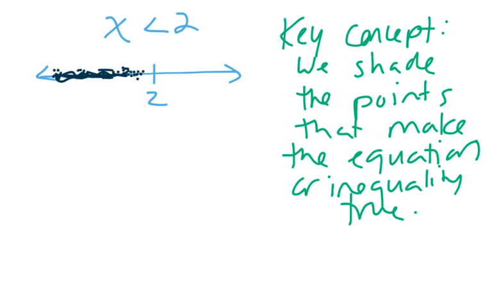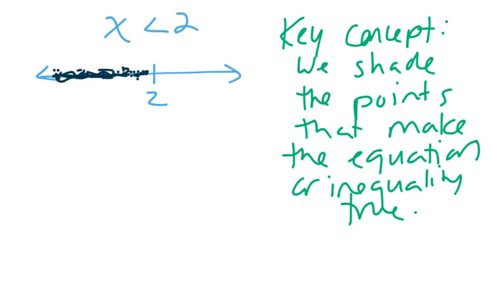You get 1, 1.5, 1.6, 1.7, 1.8, 1.9, 1.99, 1.999, 1.99999999999 is still less than 2. But the moment you get to 2, now it's not less than 2. So what we need to do is we need to mark the 2. We need to mark that boundary.